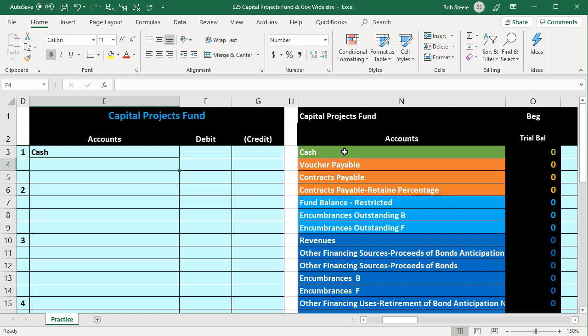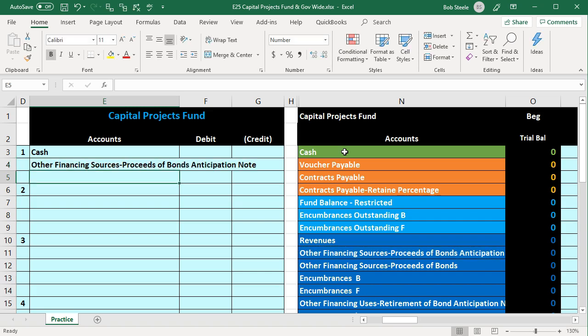Now the other side is going to be a bit different, however. We're not going to have the liability to the bond, to the payable, the note payable. Instead, we're going to be posting it to a kind of income type account, which is going to be other financing sources, proceeds of bonds anticipation note.